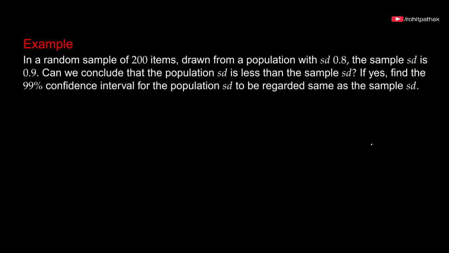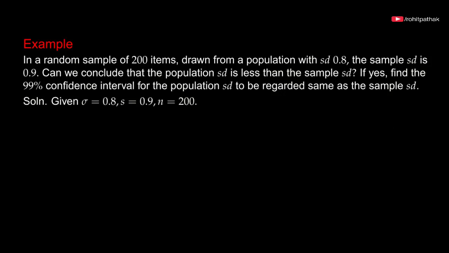In a random sample of 200 items drawn from the population with standard deviation 0.8, the sample SD is 0.9. Can we conclude that the population SD is less than the sample SD? If yes, find the 99% confidence interval for the population SD to be regarded same as the sample SD.